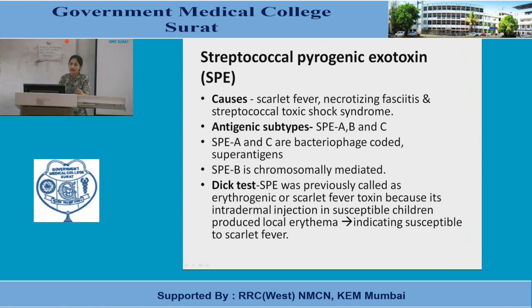As we know, superantigens do not simply stimulate our immune system; they directly cause a large release of cytokines into the circulation: tumor necrosis factor, interferons, and interleukins, and the multi-organ failure found in toxic shock syndrome. That's why they are superantigens. They bypass the normal immunological mechanism of the antigen presenting cells. So SPE A and C are bacteriophage coded. Now SPE B is chromosomally mediated.